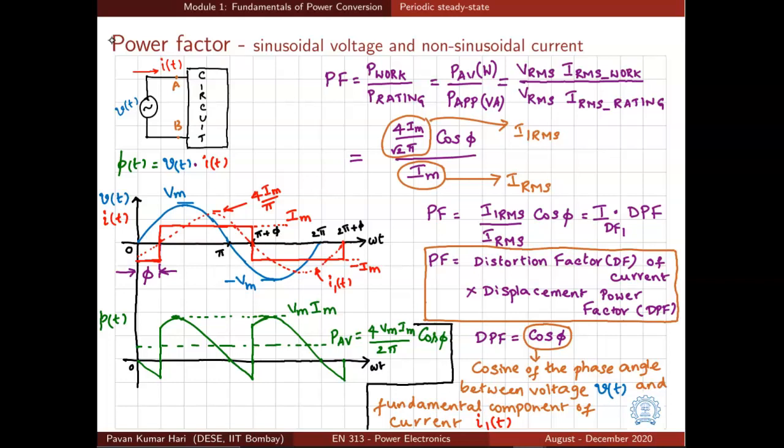So when we have a non-sinusoidal current that is being drawn from a sinusoidal source, the angle between the voltage and the fundamental component of current waveform is going to give us a part of the total power factor, which is known as the displacement power factor. The total power factor in this case is the product of displacement power factor and the distortion factor of current.